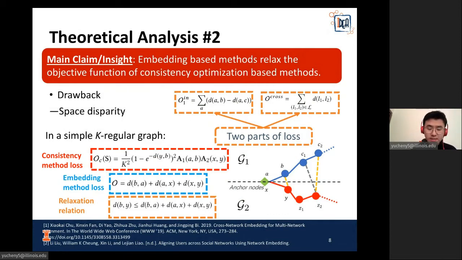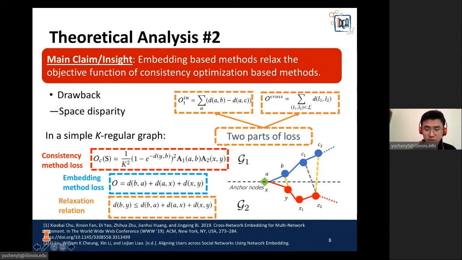In a simple k-regular graph, in which each node has degree k, the consistency method loss can be simplified as follows. It wants to optimize the distance between Y and B, given that A and X are already known anchor links, so it wants to minimize the distance between node Y and node B. However, the embedding method's loss function tries to optimize the distance between A and B, A and X, and X and Y. So there is a relaxation: the embedding-based methods try to optimize an upper bound of the loss function of the consistency-based methods.